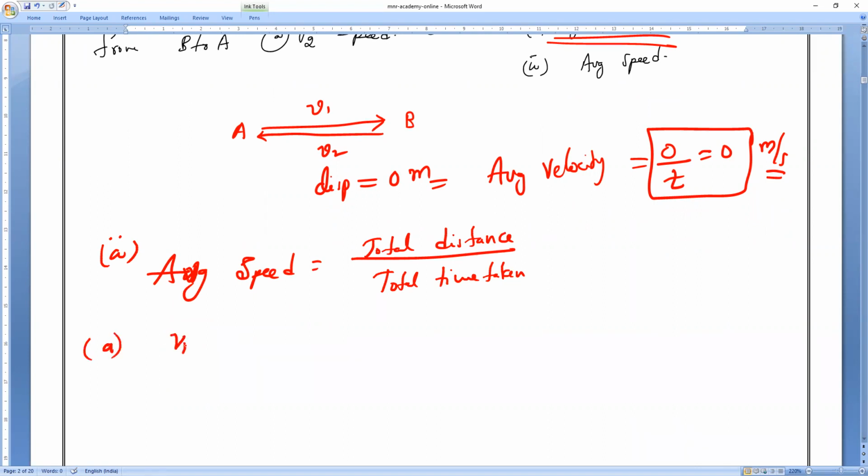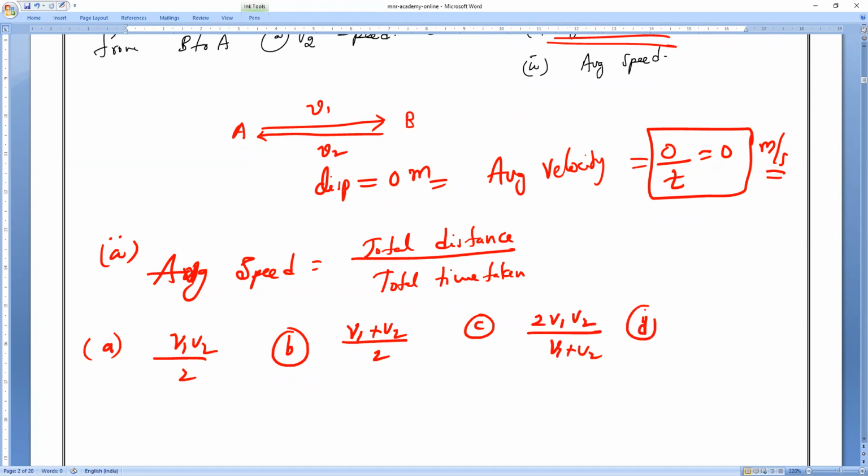Option A is V1 V2 by 2. Option B is (V1 plus V2) by 2. Option C is 2V1 V2 by (V1 plus V2). Option D is, be smart always, (V1 plus V2) divided by 2V1 V2. Okay, I will teach you.